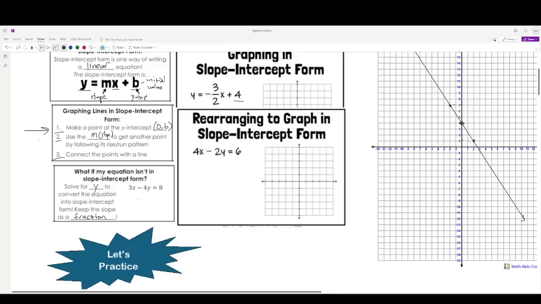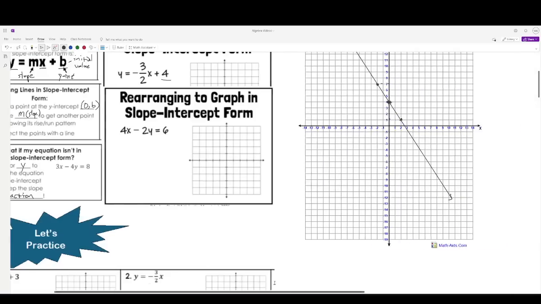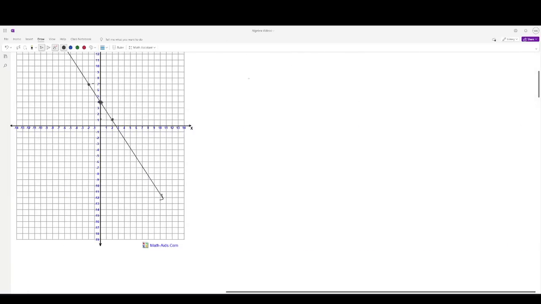So we have 3x minus 4y equals 8. I have all this space in OneNote, so let's use it. 3x minus 4y equals 8. So if I want y by itself, remember that I need to look for what's been done to y. I have this term, 3x, that's been added, and I have this negative 4 that's been multiplied. So I need to undo both of those.